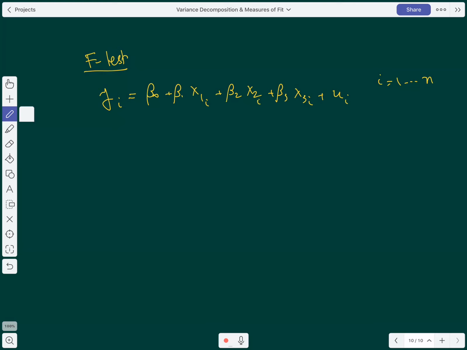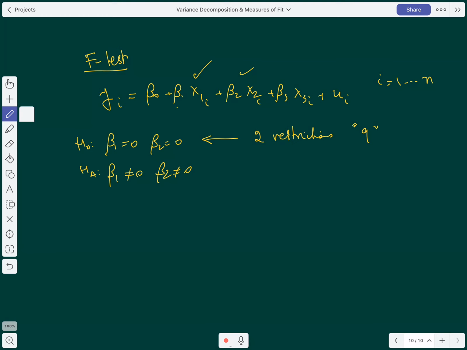And suppose that you want to test two coefficients. So your null hypothesis is not only about beta 1, but it's about beta 1 and beta 2. So you want basically to see whether beta 1 is equal to 0 and beta 2 is equal to 0. And of course, the alternative is that beta 1 is not equal to 0, beta 2 is not equal to 0. So we call this restrictions. How many restrictions do I have? I have two restrictions. And we call it by the letter Q. So Q here stands for how many parameters are tested under the null.